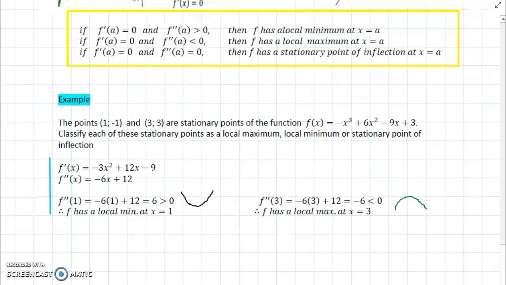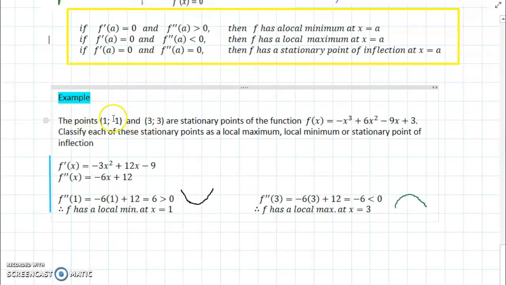Here we've got the points, and they tell me these points, (1, minus 1) and (3, 3), are stationary points of this function. So if we had to work out the first derivative, put it equal to 0, and solve for x, we would have got x equal to 1 and x equal to 3, and of course find the corresponding y values. It says classify each of these stationary points as a local maximum, local minimum, or stationary point of inflection. The moment we classify stationary points, we can use the second derivative. So here's the function. Work out the first derivative first.